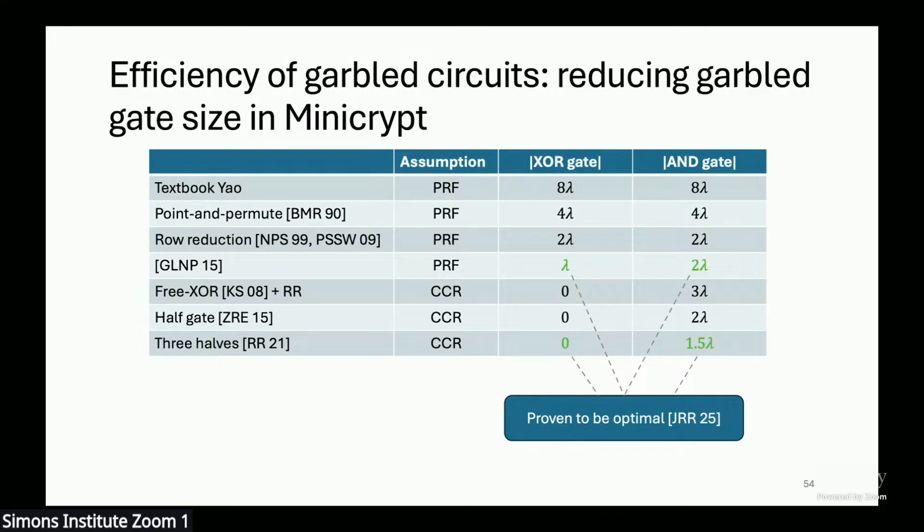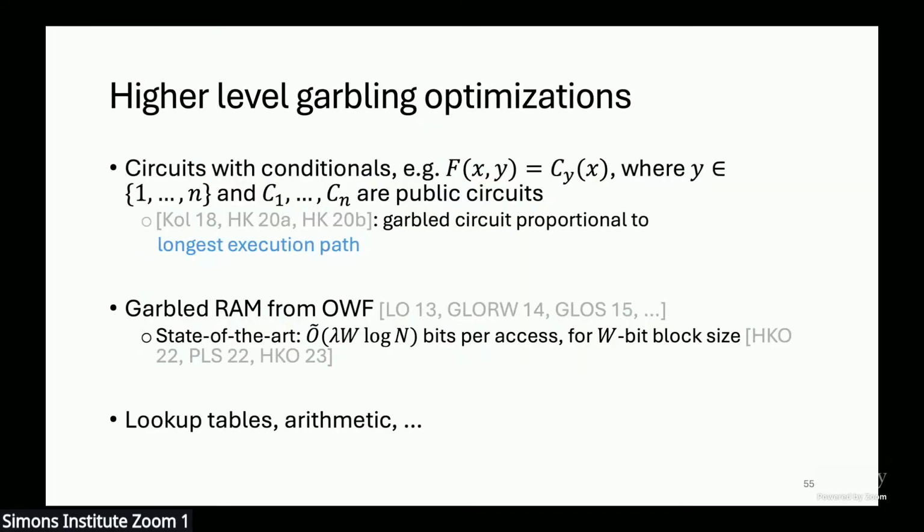But I'm not sure. So, of course, all of these works are looking at just garbling a single gate, like an XOR or AND gate, one at a time. So kind of orthogonal to this has been another line of work looking at higher level optimizations to the whole circuit, where you can actually do much, much better for certain types of circuits. One example is circuits with conditional statements. So where I have, say, n different circuits, and then I want to obliviously select which one to evaluate based on some secret value, maybe some intermediate value in the computation.